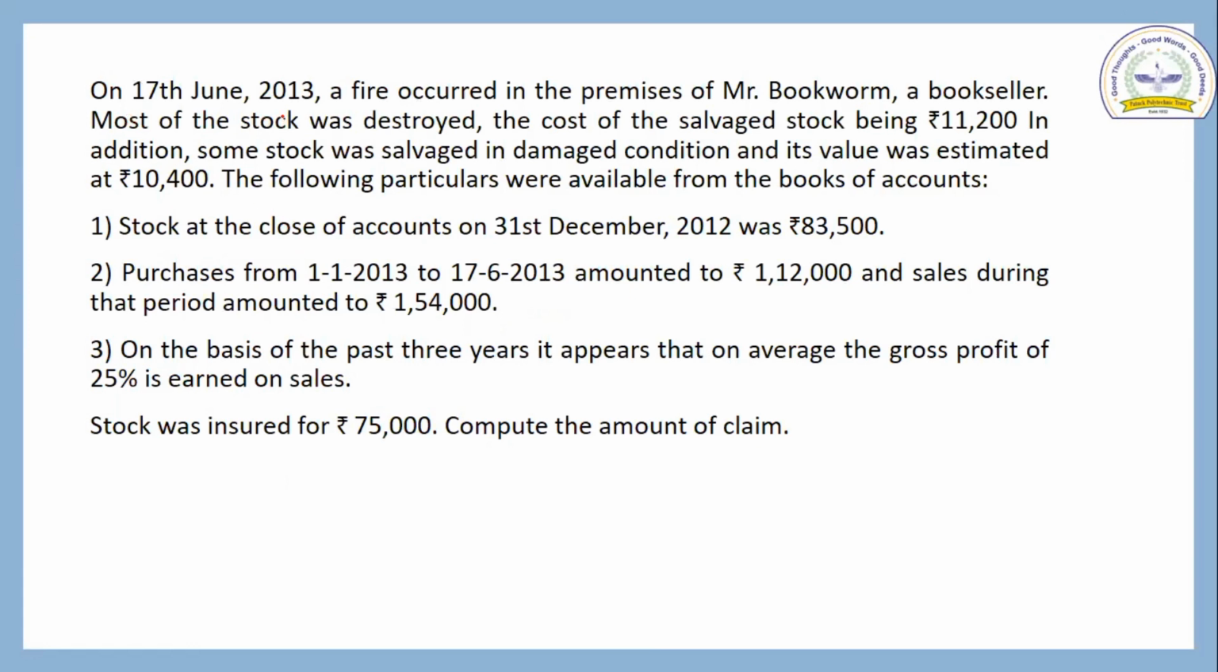On 17th June 2013, a fire occurred in the premises of Mr. Bookworm. Mr. Bookworm is a person who is a book seller. His premises, the fire occurred. On which date, student? On 17th June 2013. Most of the stock was destroyed, the cost of the salvage stock being 11,200.